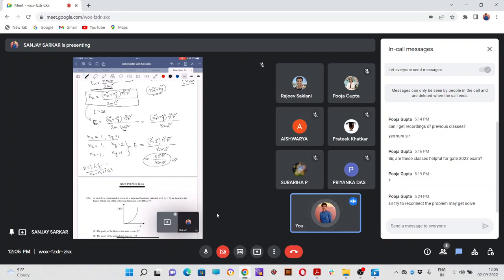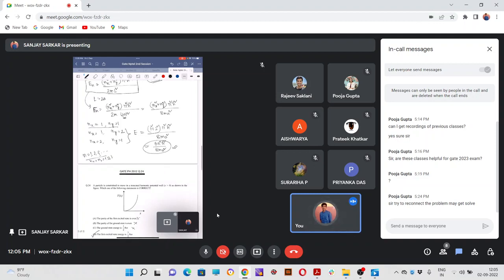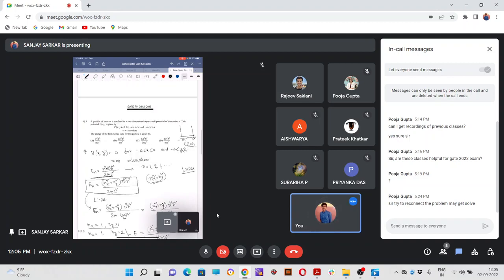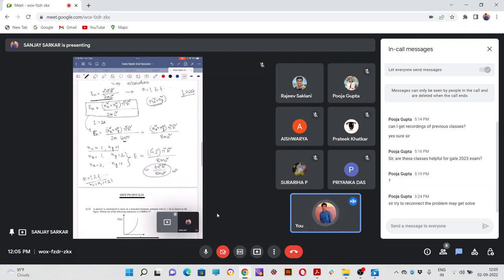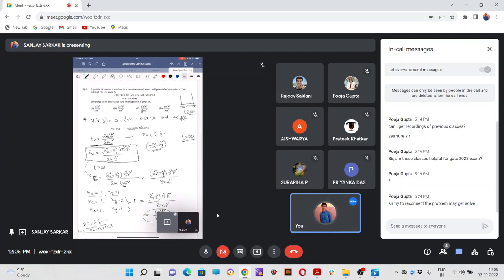If we put nx equal to 1 and ny equal to 2, then we get 5 pi square h bar square by 8m a square. So this is the correct answer. I think in the option it should be 8 and not 2, so it was some mistake, I think. But the right answer is 5 pi square h bar square by 8m a square. So it was also an easy question.